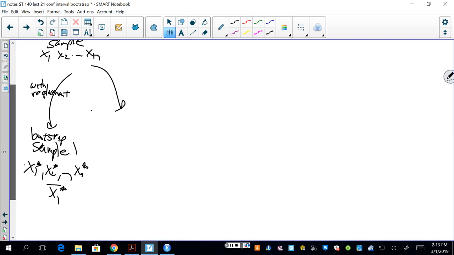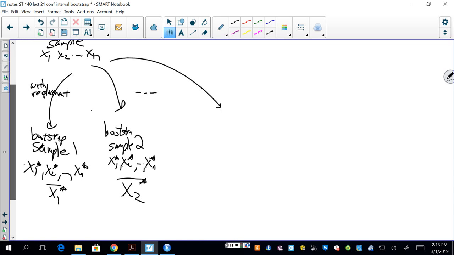Some of the original data might be left out, and some might be duplicated. So it will look like our original sample, but a little bit different, kind of like getting another sample of data. Then we can do that again, because once the data are in the computer, we can do this 10,000 times pretty quickly. So we take bootstrap sample 2. We pick a first time, a second time, an nth time, then take the average of those, and I'll call that x bar star 2.